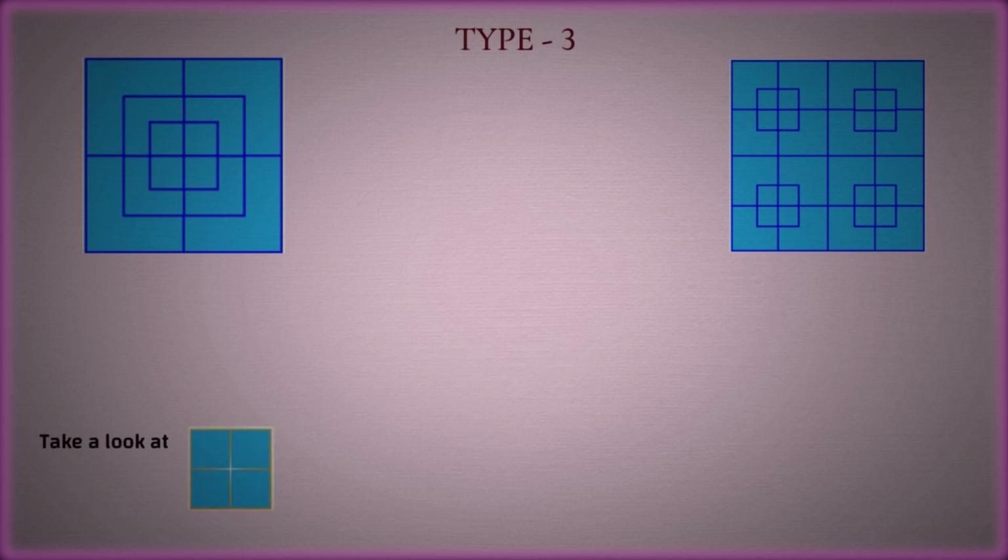Take a look at this small square with a plus sign inside it. Can you count the total number of squares possible in this square? You don't need a formula here because you can just simply look at it and count the number of squares and you get total 5 squares.